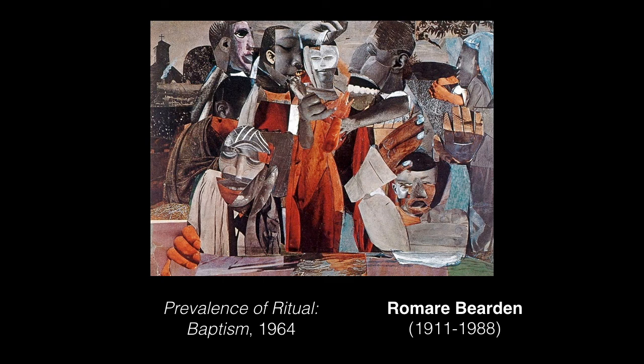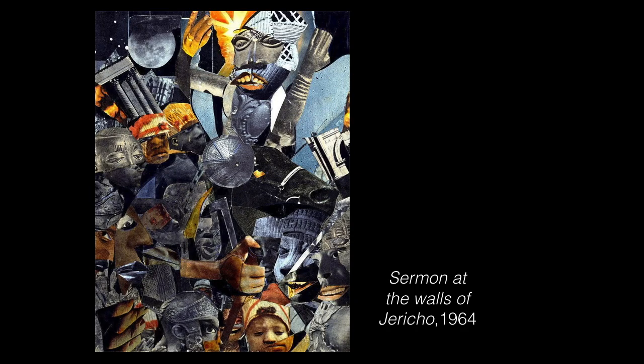Here is a collage from 1964, Sermon at the Walls of Jericho, where the walls of Jericho are tumbling down. 1964, this is the beginning of all the tensions and violence that's going on in the civil rights movement. And you can see the tumult and the chaos and the violence and the energy that he's trying to capture in that moment in his collages.